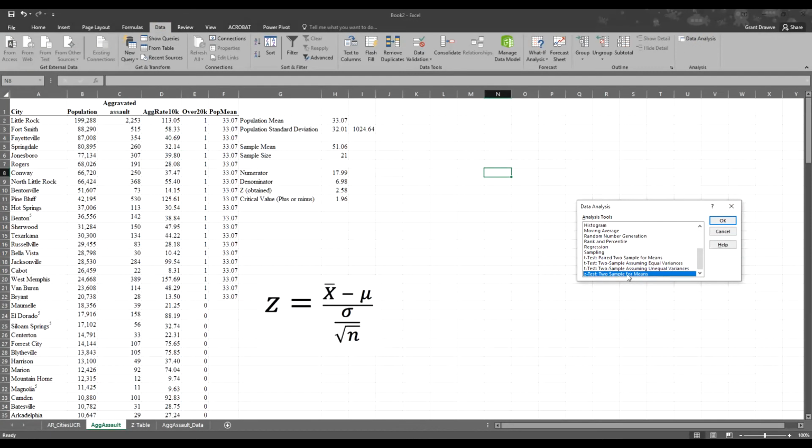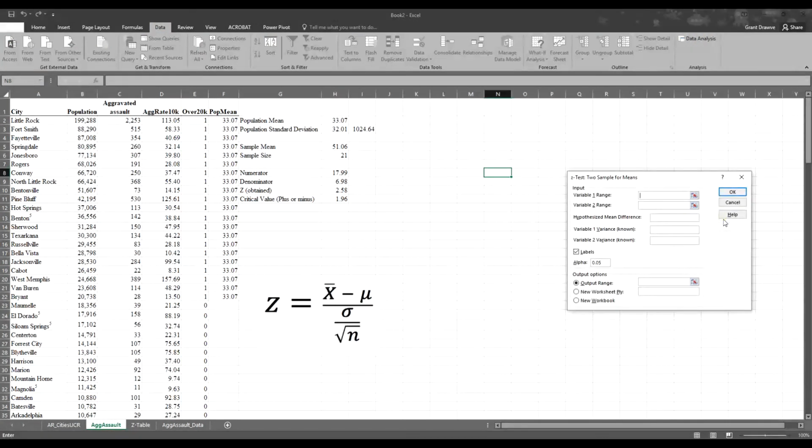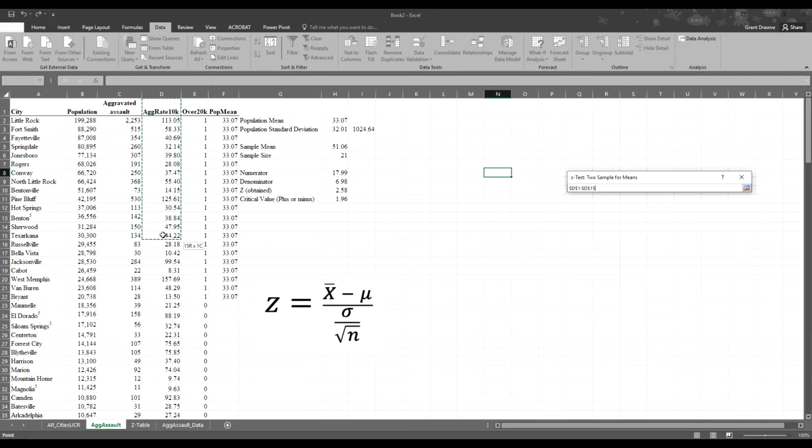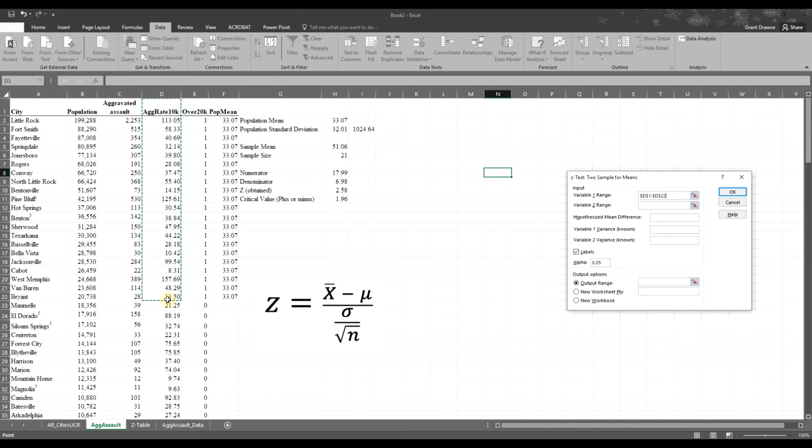So again, z-test two sample for means, and I hit OK. Variable 1 range is the sample that we have, so our cities here. I'm going to highlight, including the label, the 21 cities, so we have D1 to D22. And then for the variable 2 range, we're going to do the same, but with the population mean here.